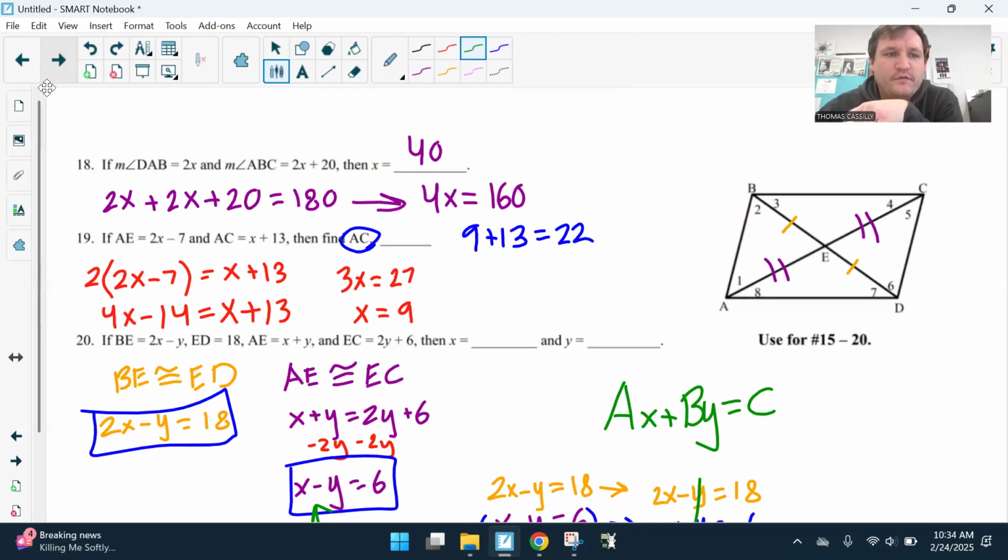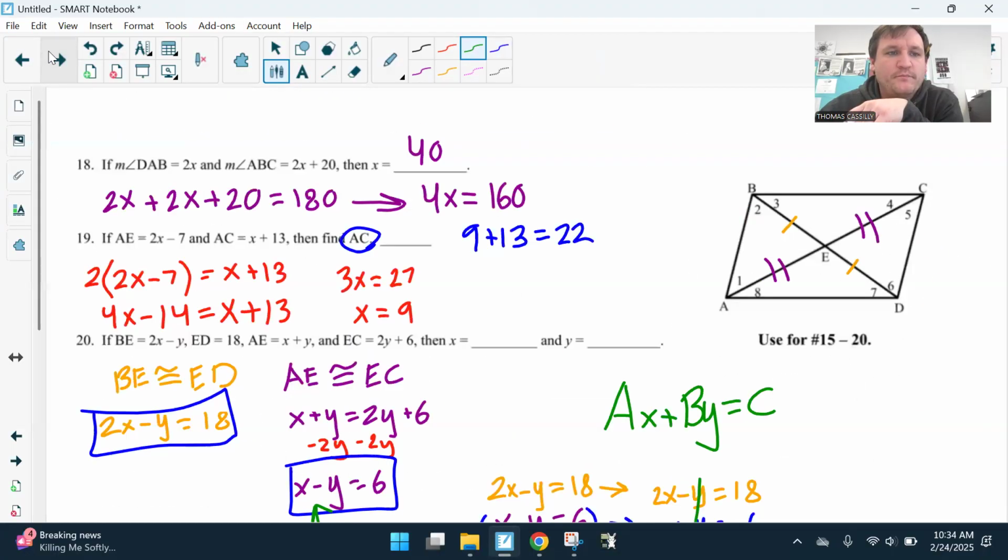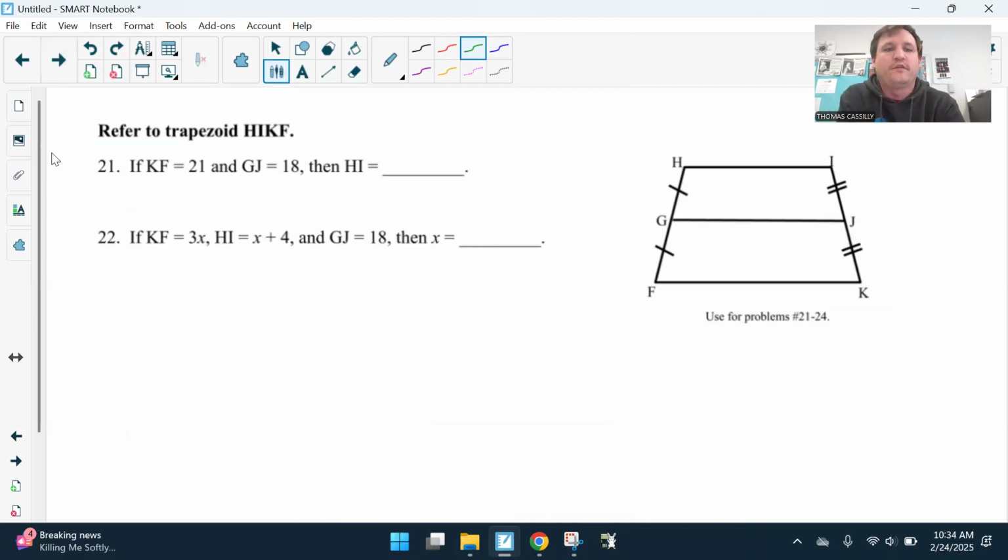Let's see here. I think that was the first part. Okay, so I got 4 more. Now we're on to trapezoids.